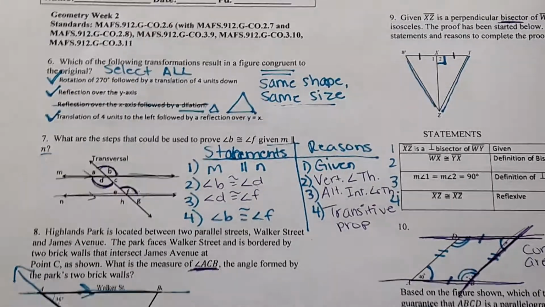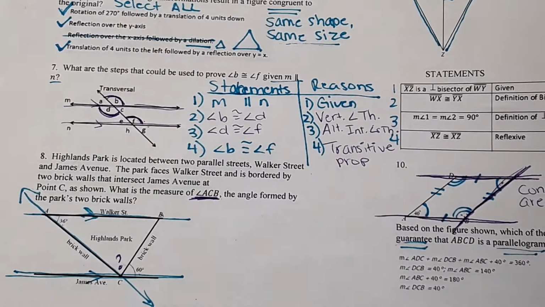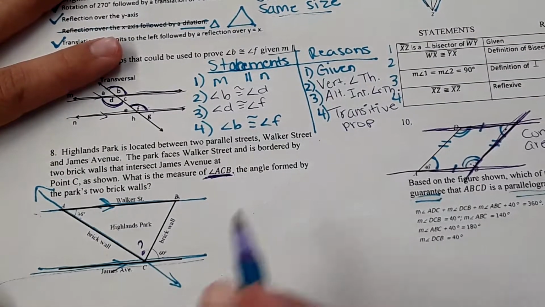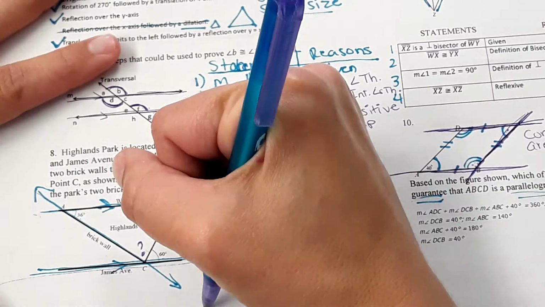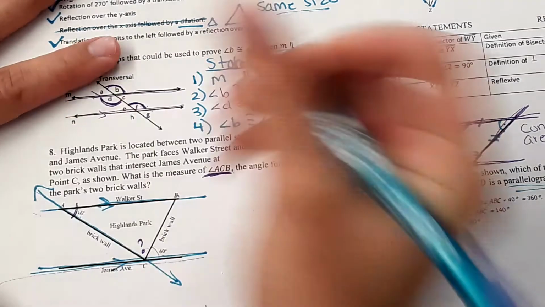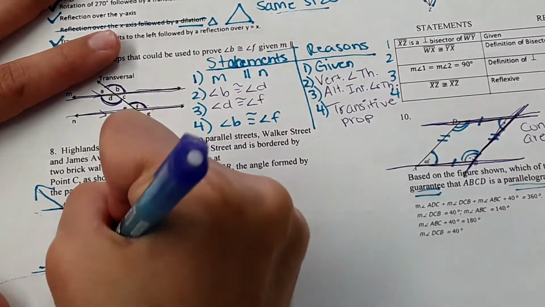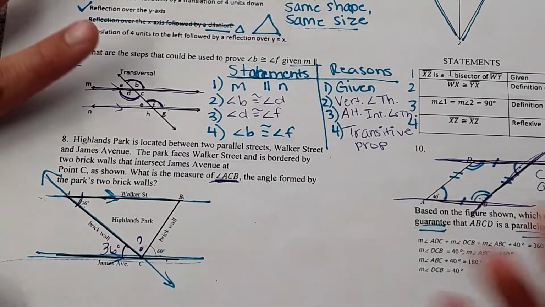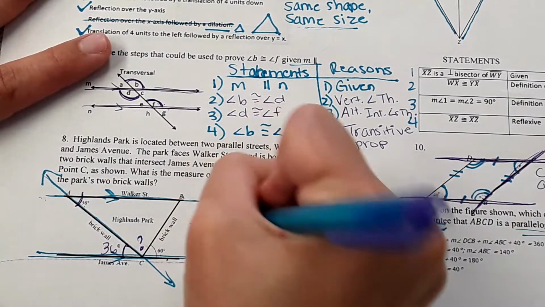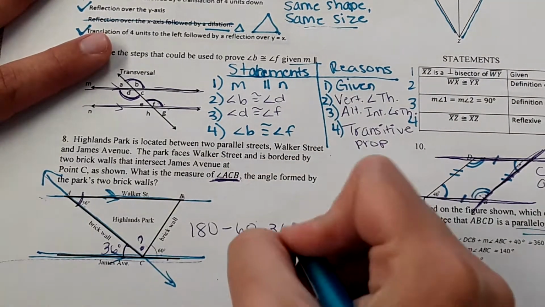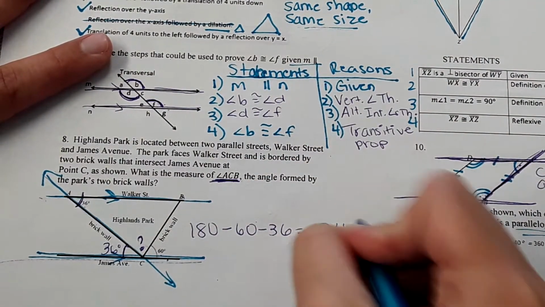Okay, and number 8, I showed you that the question says that there you have the parallel lines. That would make this a transversal. Alternate interior angles are congruent. So if this is 36 degrees, this is 36 degrees. And then because these 3 angles form a straight line, we can do 180 minus 60 degrees minus 36 to get this angle here. It comes out to 84 degrees.